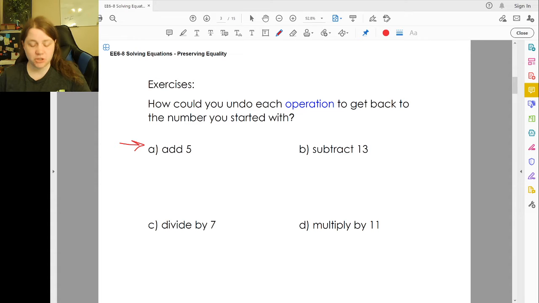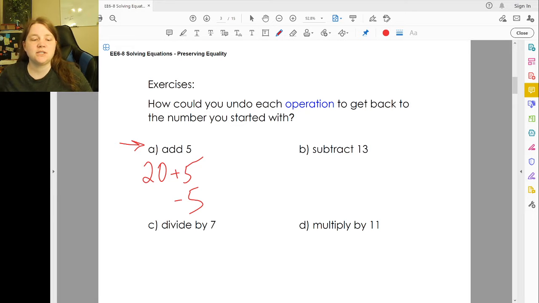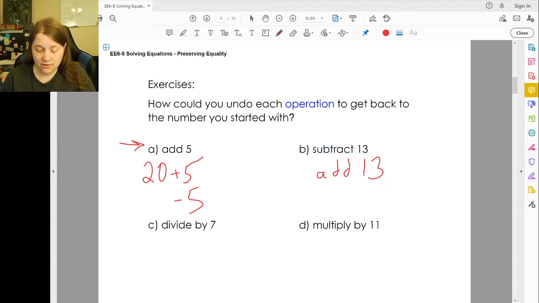Well, the opposite of addition is subtraction. So if I start off with any number, let's say 20, and I add 5, the way to undo that is to subtract 5. What if I was going to try to undo subtract 13? What operation undoes subtraction? Well, addition undoes subtraction, so I would add 13 to undo it.